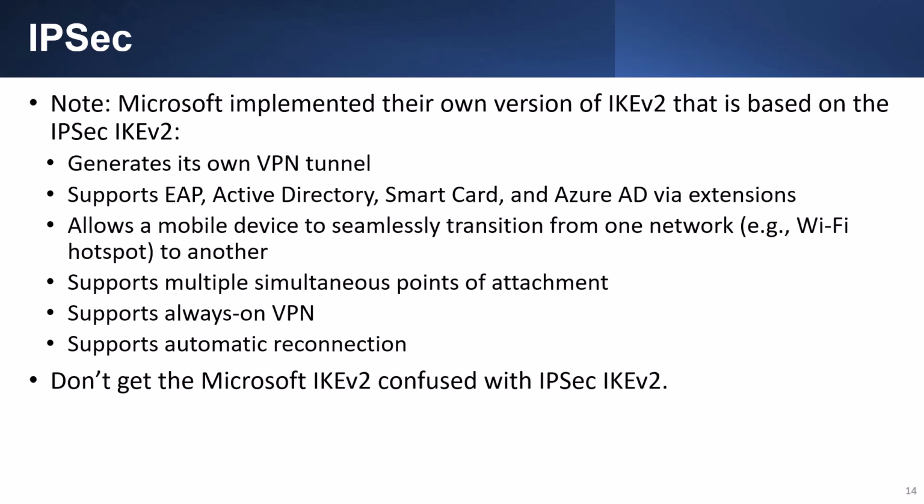Note, Microsoft implemented their own version of IKE version 2 that is based on the IPSec IKE version 2. It generates its own VPN tunnel, supports EAP, Active Directory, Smart Card, and Azure AD via extensions, and allows a mobile device to seamlessly transition from one network to another. It supports multiple simultaneous points of attachment, supports always-on VPN, and supports automatic reconnection. Don't get the Microsoft IKE version 2 confused with IPSec IKE version 2.